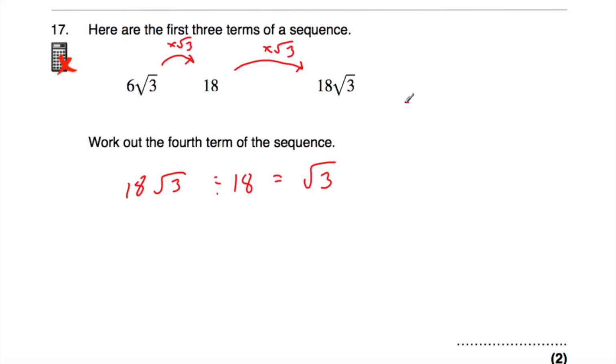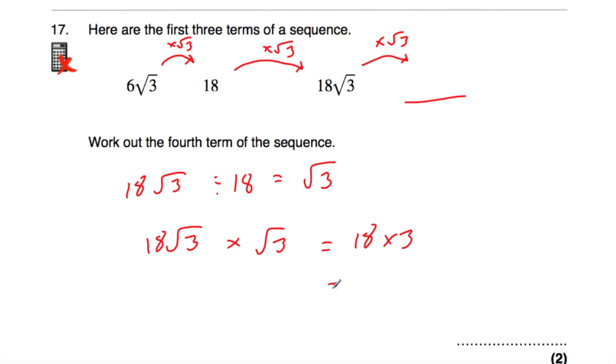We want to find the fourth term, so we want to find this next term, so we're just going to times by root 3. So we've got 18 root 3, we're going to multiply that by root 3. So root 3 times root 3 is 3, and then we're going to times that by 18. So 18 times 3, and that'll be our answer. 18 times 3, well 3 times 10 is 30, and 8 times 3 is 24. Add them together would be 54. So that means that this term is 54. And that's it. We've found the fourth term in the sequence, 54.